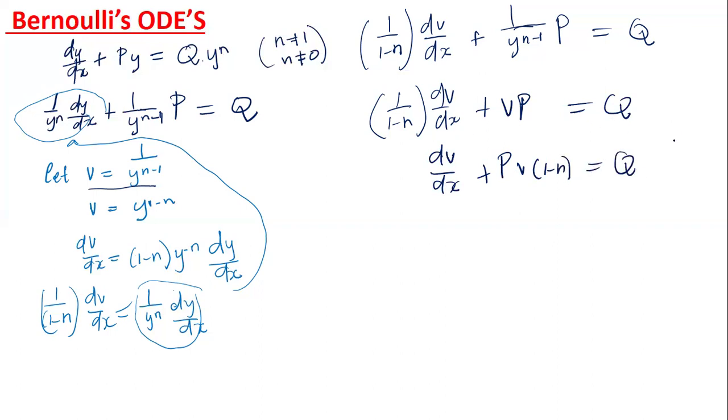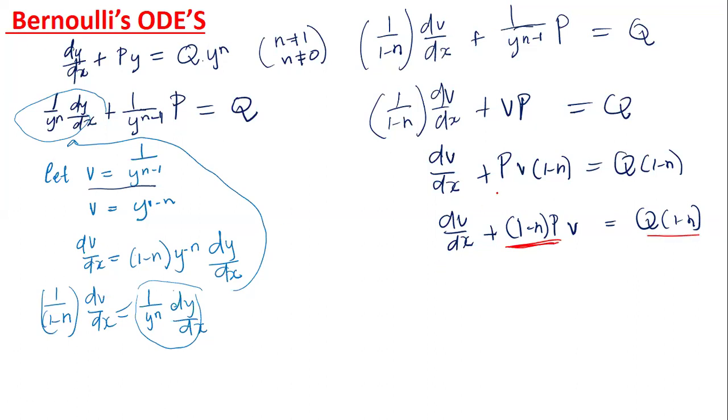Remember, what you do on this side of the equation, you're supposed to do on the other side of the equation. We are also multiplying our q by 1 minus n. Now have a look at this. So we have dv over dx plus (1 minus n) multiplied by p, v is equal to q(1 minus n). Here we have our value of p, and here we have our value of q.